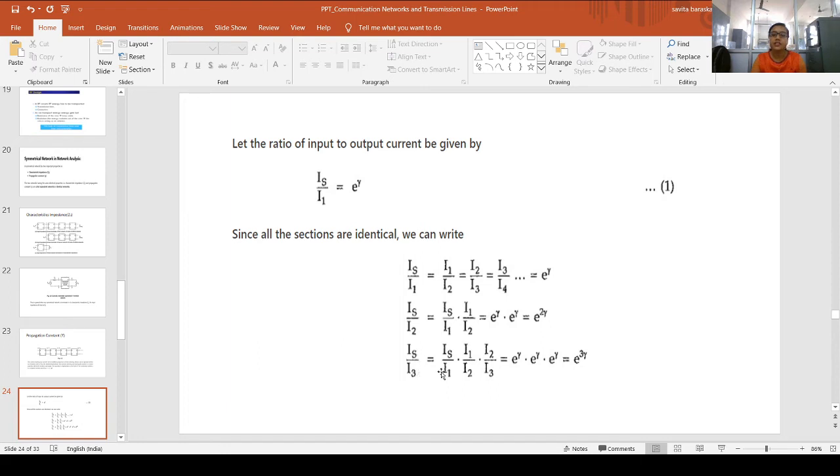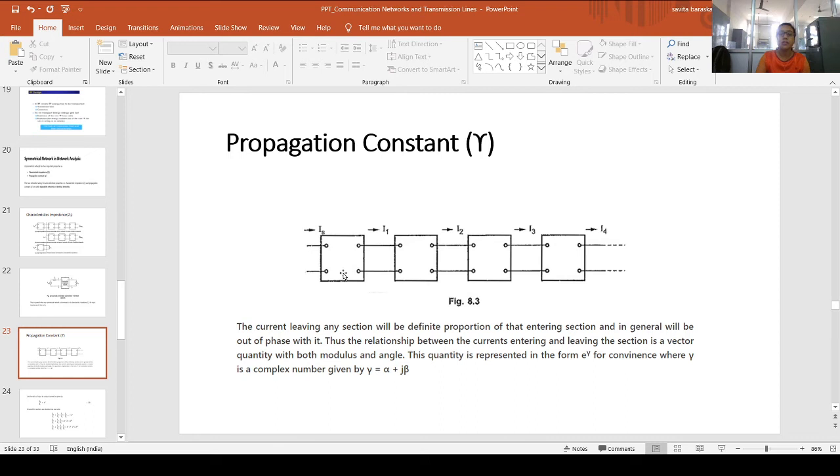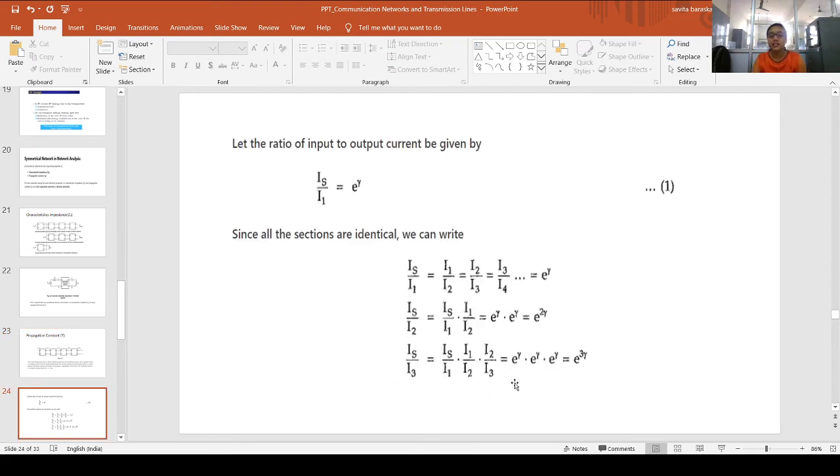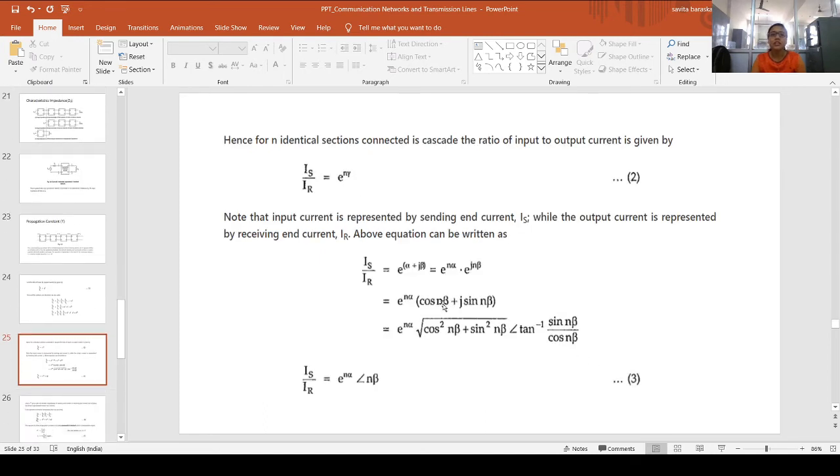So Is by I3 is equal to e raised to gamma into e raised to gamma into e raised to gamma. It comes for all these two-port networks one by one, meaning Is by I1 is equal to e raised to gamma, into I1 by I2 is equal to e raised to gamma, into I2 by I3 is equal to e raised to gamma. So this is written here that Is by I3 is equal to e raised to 3 gamma. Similarly, for n identical sections connected in cascade, the ratio of input to the output current is given by Is by IR is equal to e raised to n gamma.